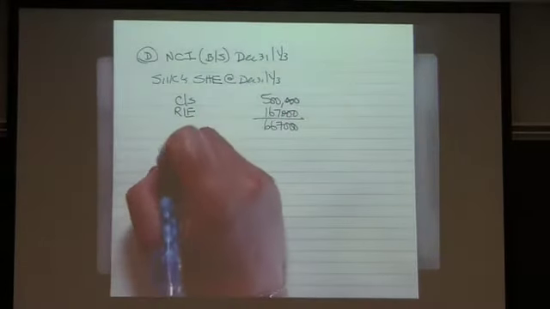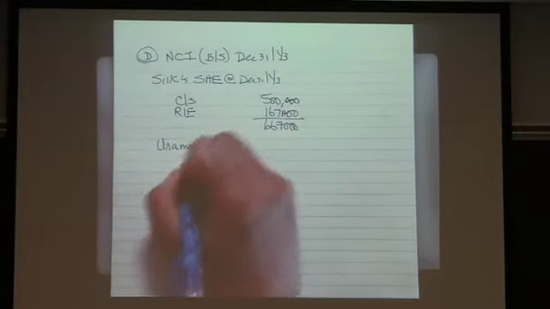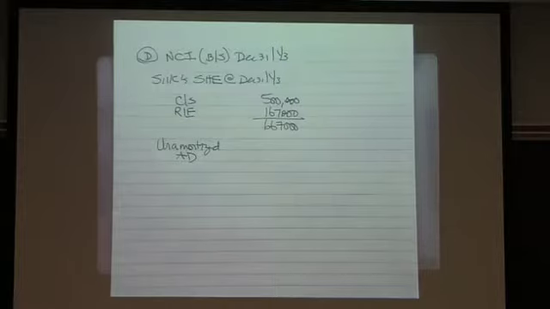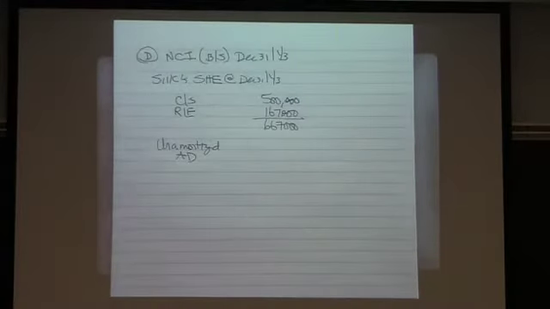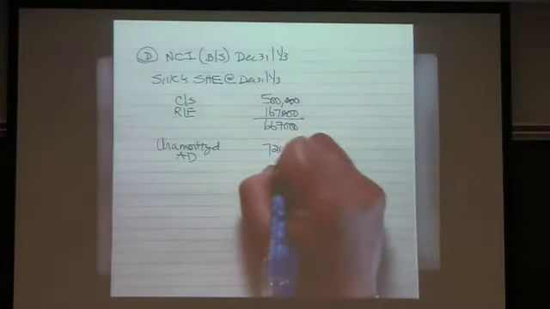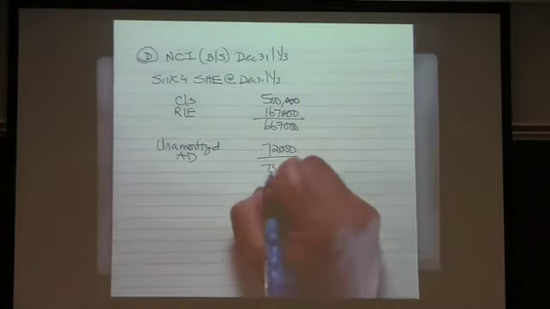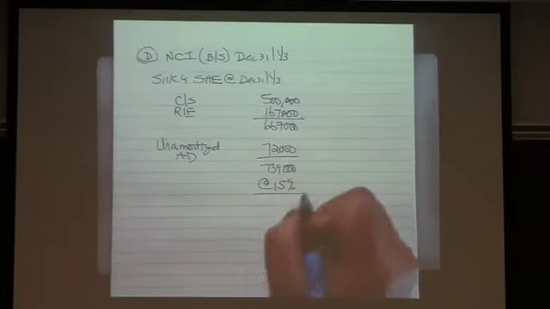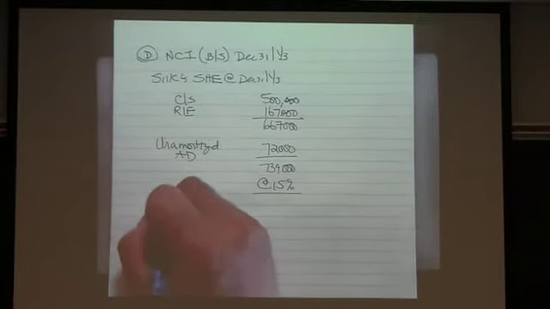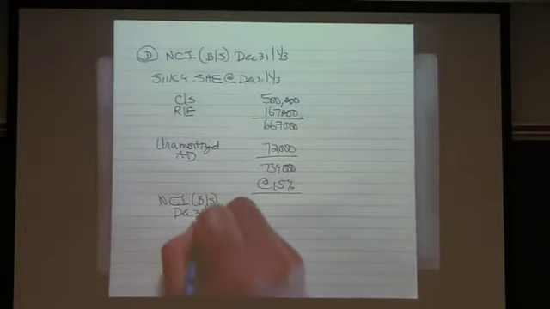Now, we need to adjust the unamortized acquisition differential, and that would be this amount. So that would be the unamortized acquisition differential, and we need to add that to the investment to give us 739, and at 15% would be the non-controlling interest balance sheet as at December 31st, year 3.